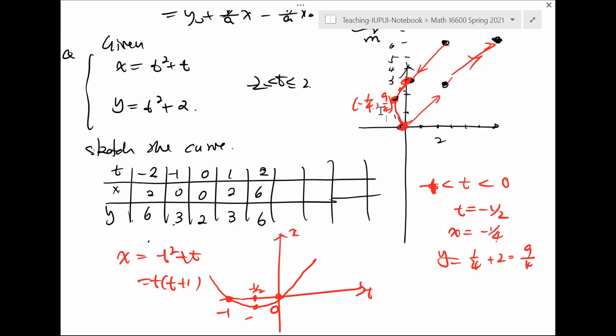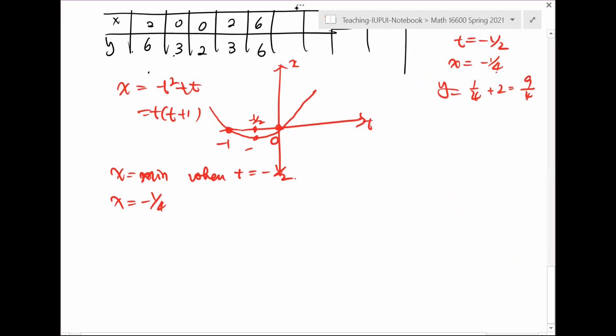If you really don't know, you just pick a point between -1 and 0, the middle point, either one point. Then you can get another point and a much better picture. That's it. So at the end, maybe additional points need to be added.